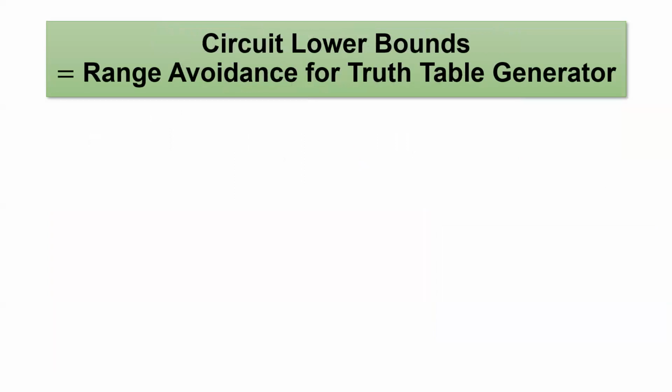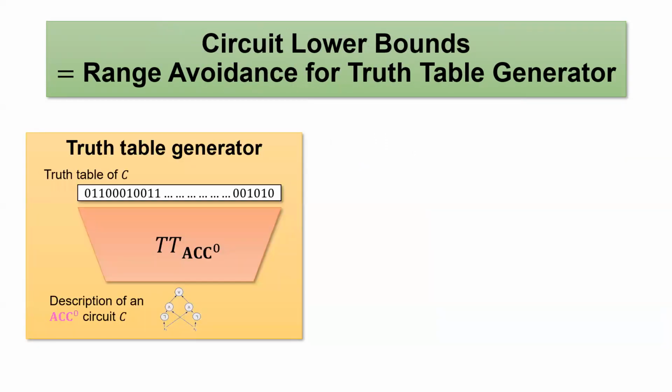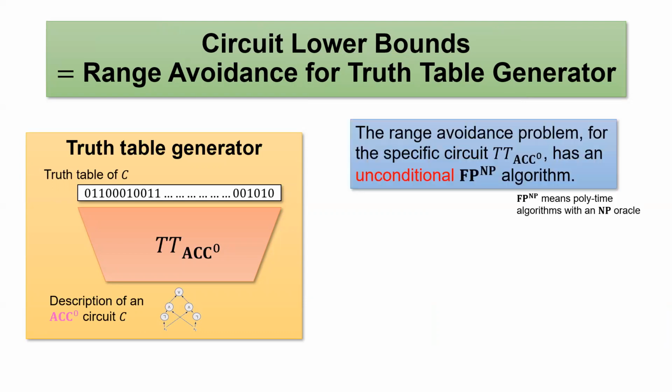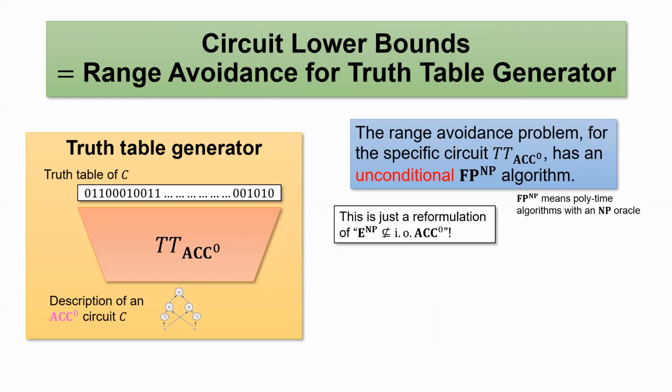Now I claim that circuit lower bound is just range avoidance for a specific circuit, the truth table generator. So the truth table generator for ACC0 is a circuit that takes the description of an ACC0 circuit C as input and outputs the truth table of the circuit C. We can reformulate the circuit lower bound E to the NP not contained in ACC0 as an unconditional FP to the NP algorithm for range avoidance of this specific circuit, TT ACC0.